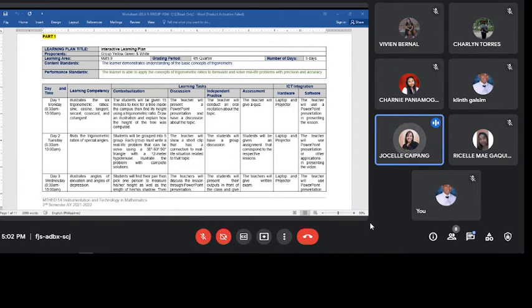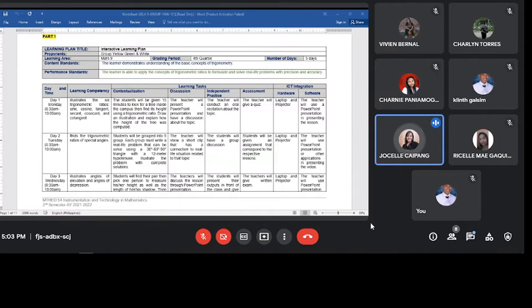For the parts of the learning plan, we have the day and time, learning competencies, learning tasks, which have four types: the contextualizations, discussions, independent practice, and assessment, and the last is the ICT integrations, which is the hardware and the software.